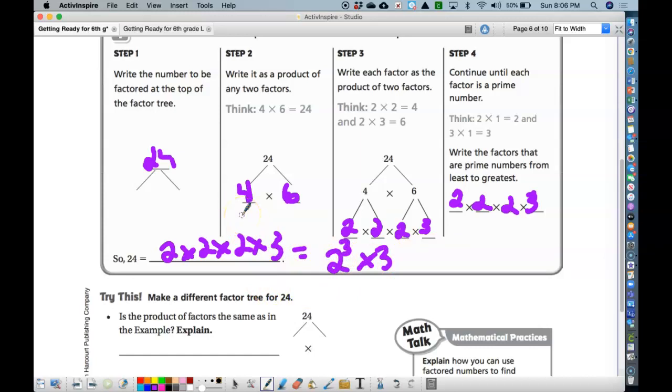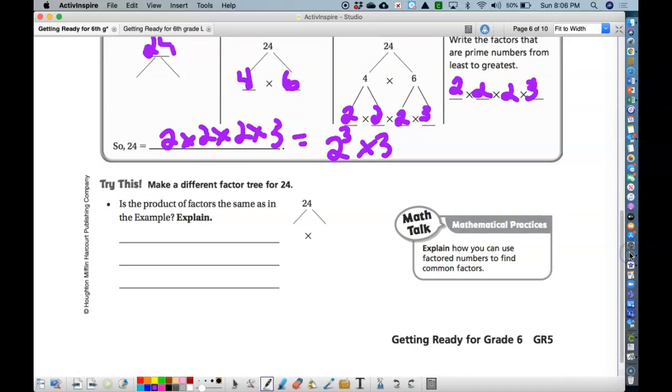So is the product, the factor, the same as the example? It says make a different factor tree. So you can think of either 2 times 12 would work or 3 times 8. Since 3 is my favorite number, I'm going to start with 3 times 8. Now, this is going to be a lopsided tree, one that wouldn't stand up very well if we cut it down for Christmas. But here we go.